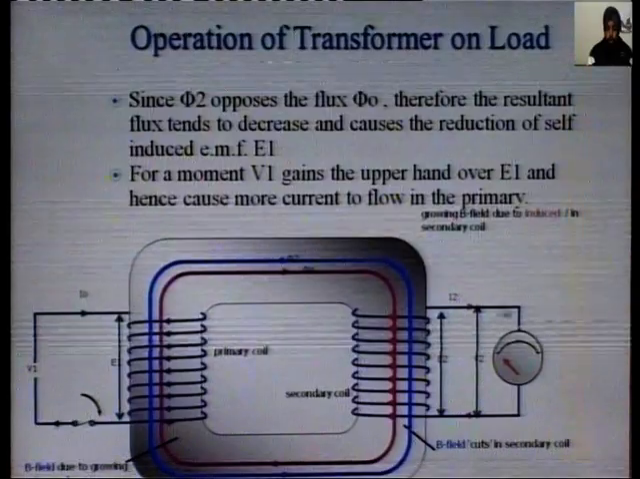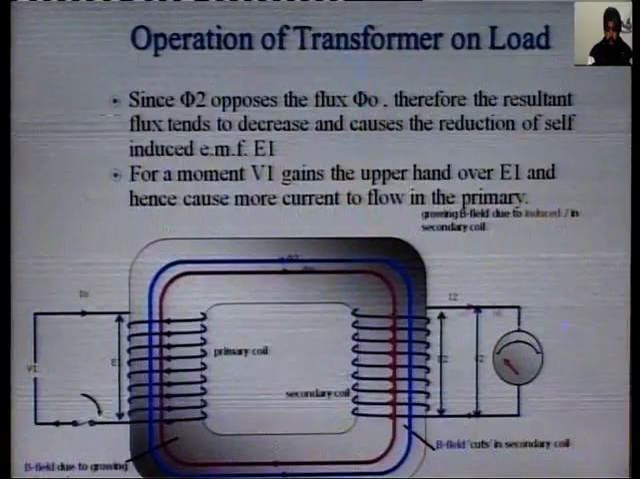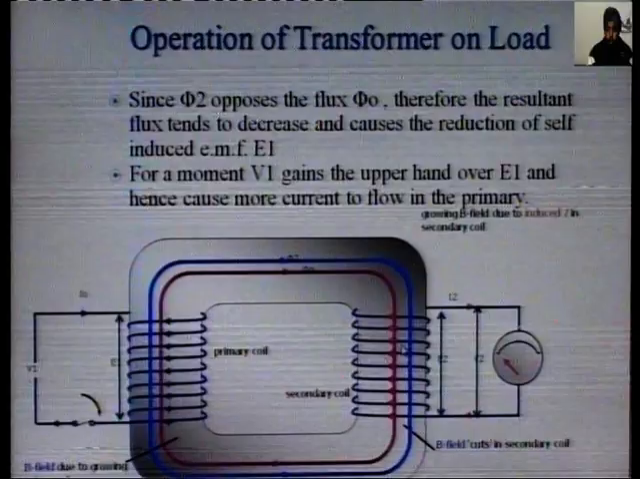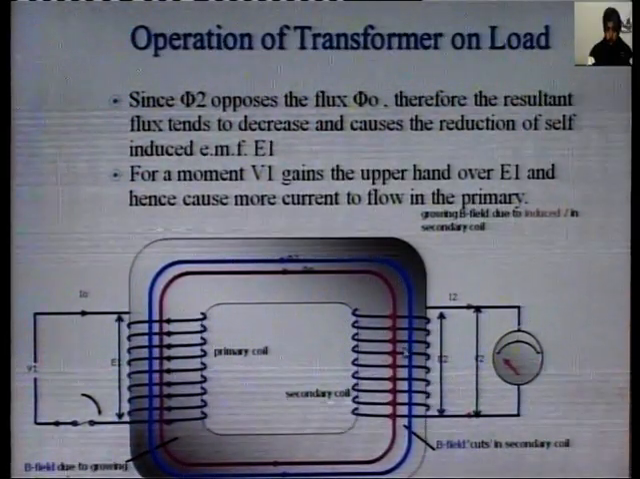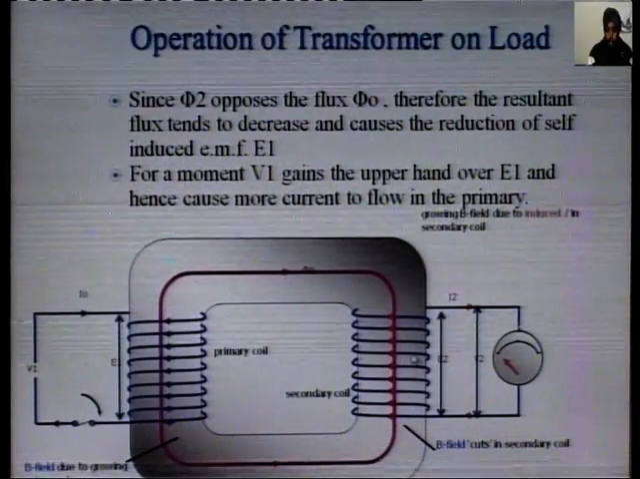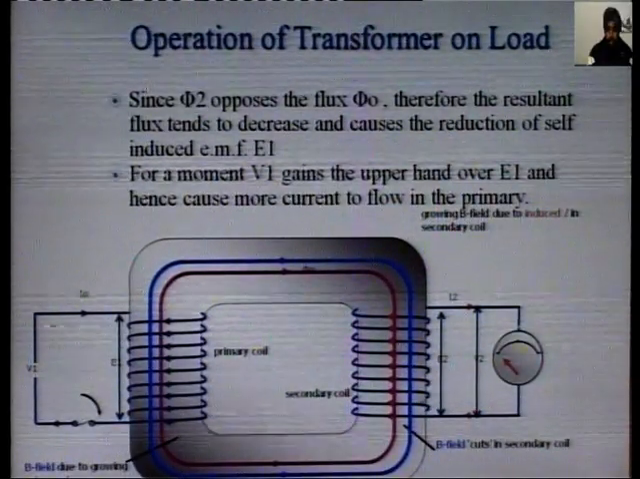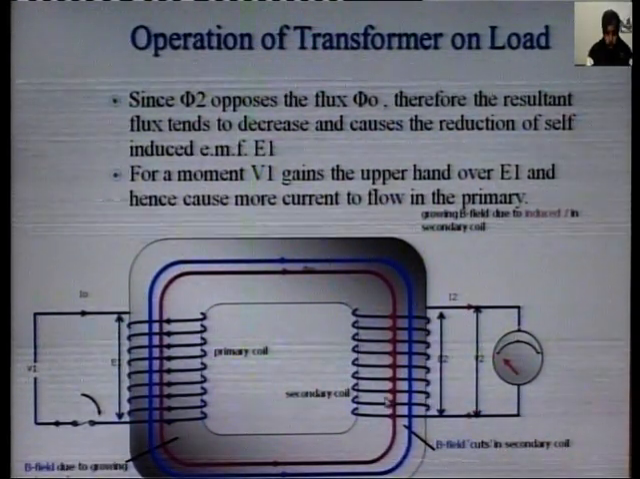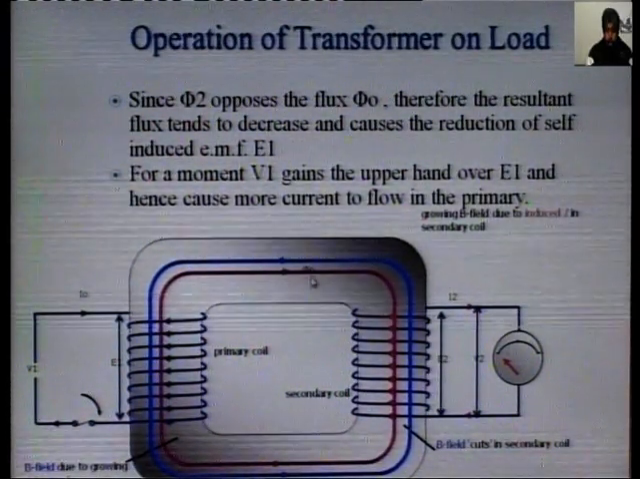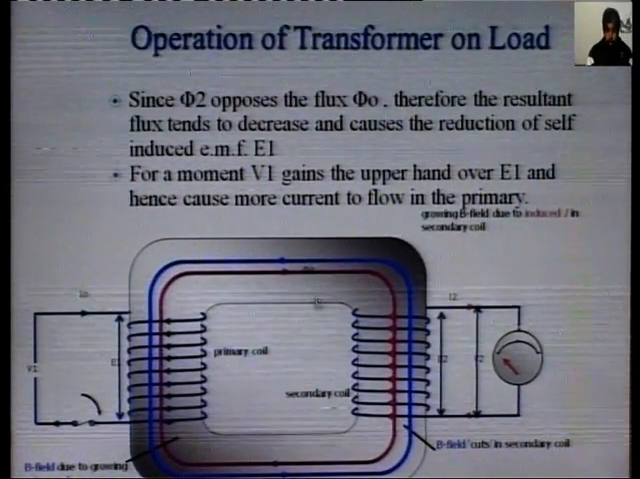So when we connect the load across the secondary side, the current I2 will start flowing. When this current I2 flows, it produces another flux phi 2 from this secondary coil, and this flux links with the primary as well as the secondary. This flux opposes the flux phi naught, and it tries to reduce the magnitude of flux phi naught.